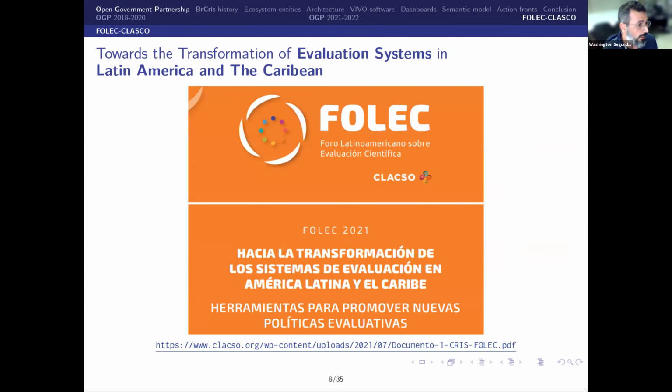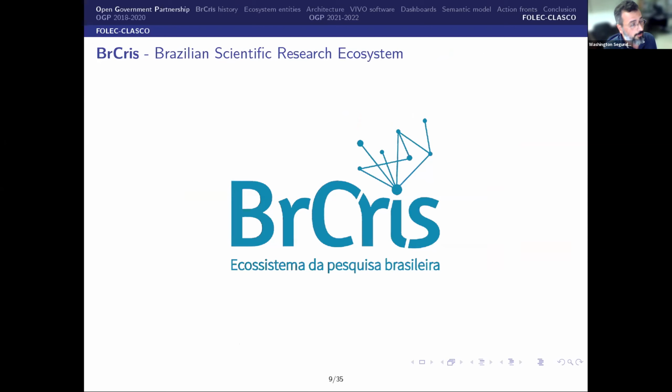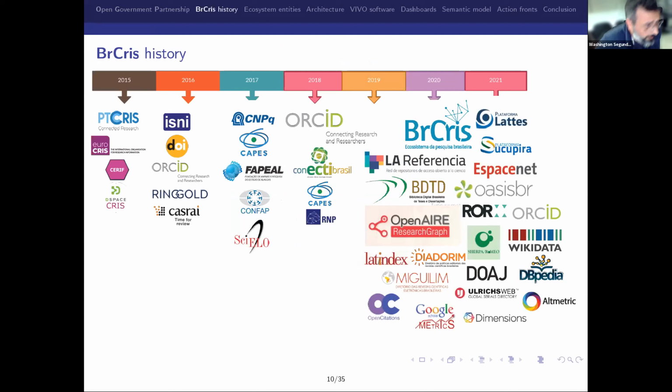And there are some interesting documents on evaluation systems in Latin America and the Caribbean, like this one, specified by FOLAC. And I will present now the information system that intends to aggregate the whole Brazilian research ecosystem. It is named BR-CRIS, and it has a long history. Since 2014, we started this idea of creating an information system at the level of a national CRIS.